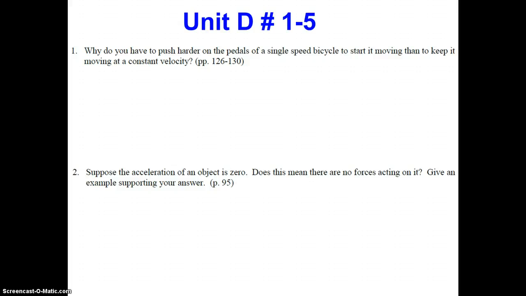Welcome to the solutions to the Regents Physics Dynamics problem set, problems 1 through 3. Let's get started with number 1.